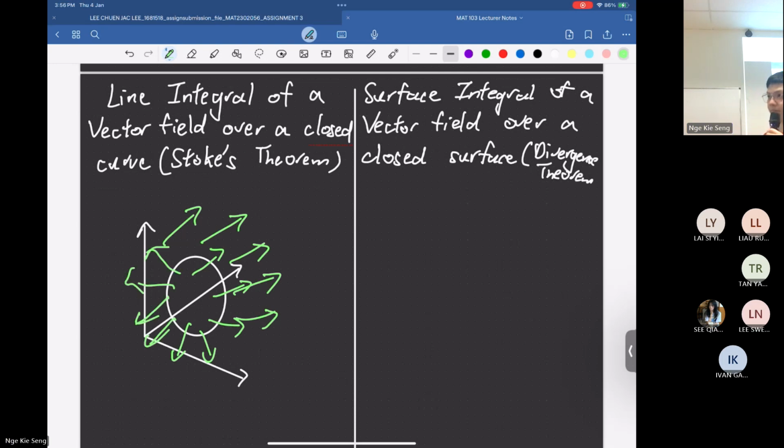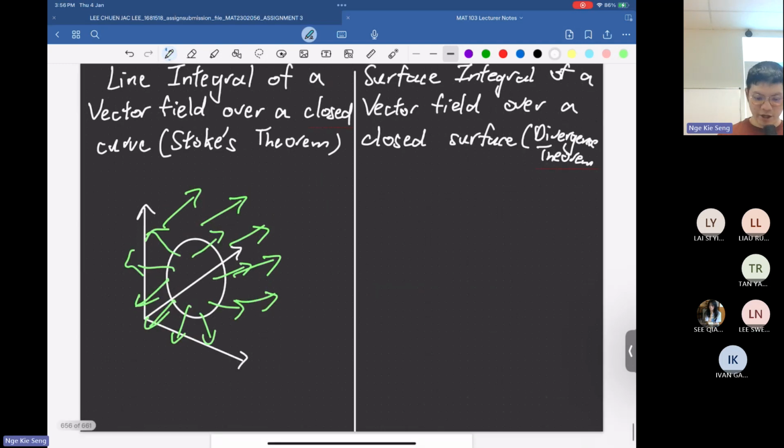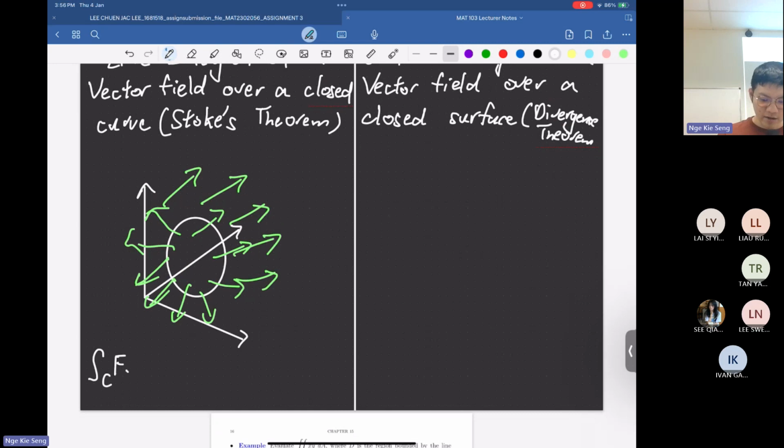Maybe like this. So what's the statement of Stokes theorem? If I do work around this curve, let's call it C, work done. Okay, fine. So if you want to find work done over a closed curve, you can do the surface integral of curl of F dot dA.